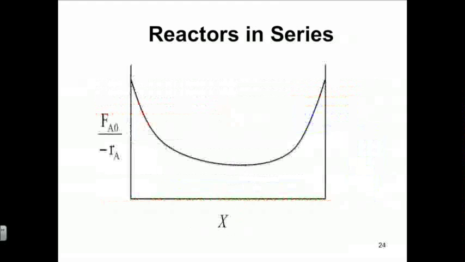So let's look at an example of this. This is a curve for an exothermic reaction where we have FA0 over minus RA. The reason it looks like this is because it's exothermic. As the reaction starts to take off, the temperature rises. As the temperature rises, the rate of reaction increases, so 1 over RA is going to decrease.